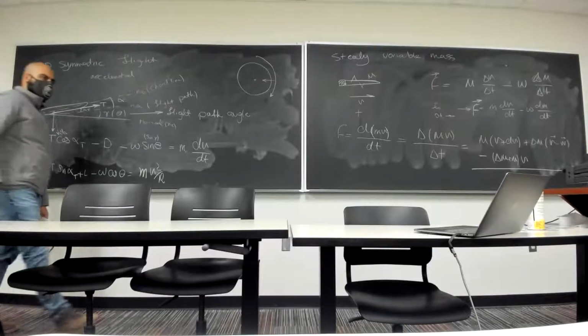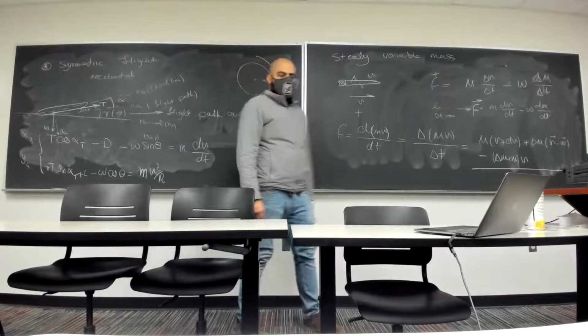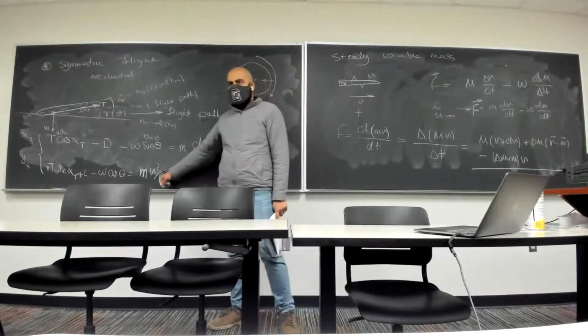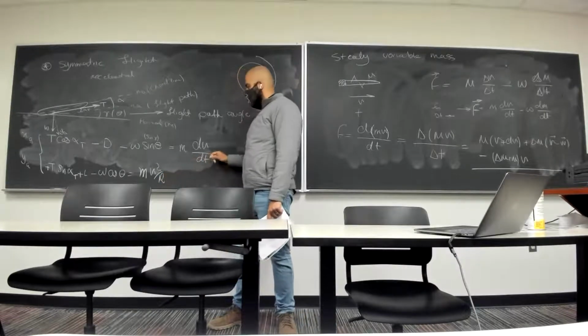Why should we have v squared? The thing is, velocity is not changing in this direction. Velocity is only changing in this direction.